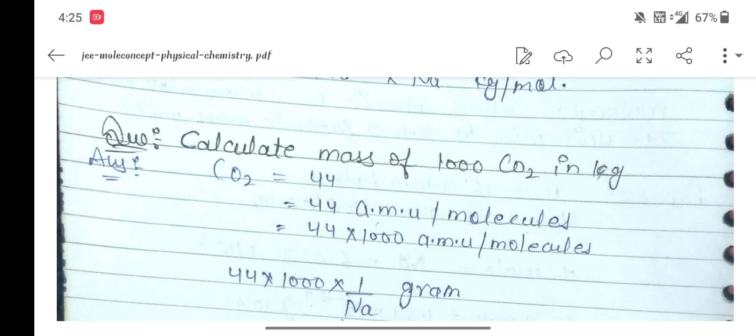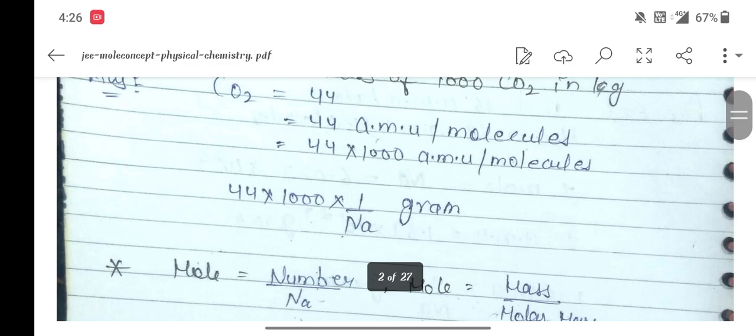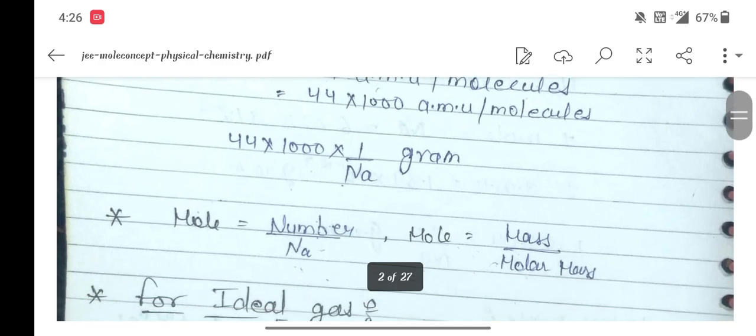In the second question they asked to calculate the mass of 1000 carbon dioxide molecules in kg. CO2 is 44. So 44 atomic mass unit per molecule. So 44 into 1000 AMU. That value is 44 into 1000 into 1 by Na gram. You know the Na value, if you calculate it you will get the answer.